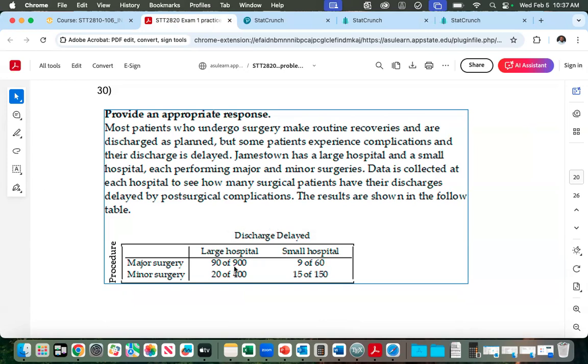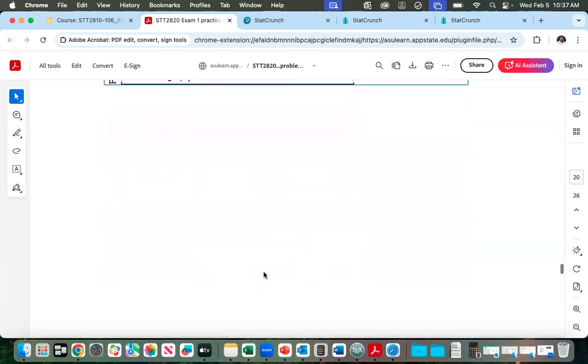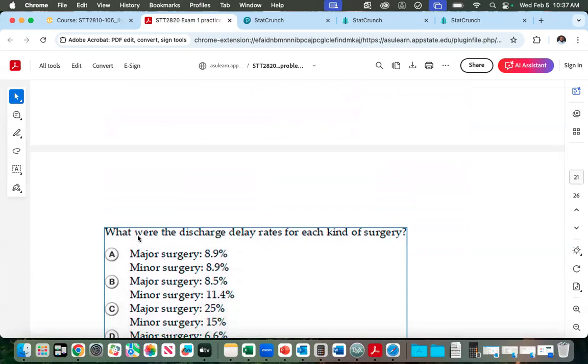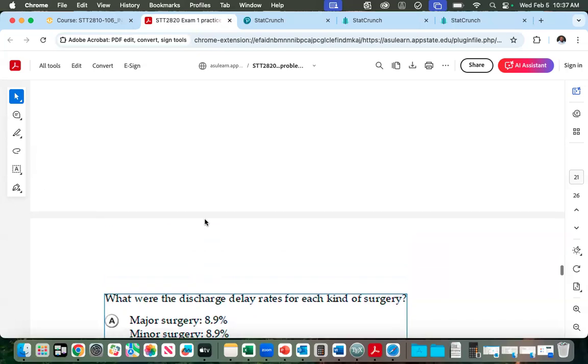So the summary of the information is that Jamestown has a large hospital and then a small hospital, and both of them perform major and minor surgeries. And then this data here is collected at each hospital to show how many surgical patients have their discharges delayed by post-surgical complications. So now that we have this information, what is the question expecting us to do? It's asking us what are the discharge delay rates for each kind of surgery.